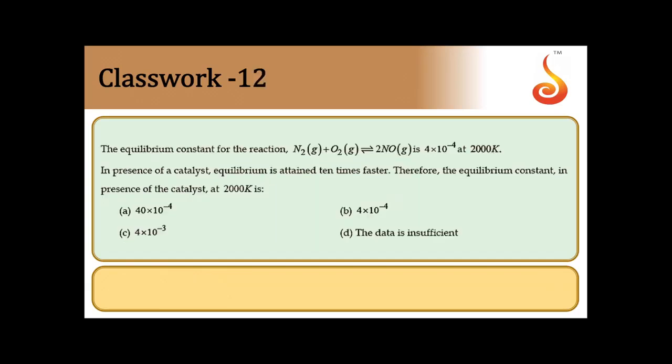The next one, the 12th one. The equilibrium constant for the reaction N2 plus O2 giving rise to 2NO is 4 into 10 to the power of minus 4. In the presence of a catalyst, equilibrium is attained 10 times faster.